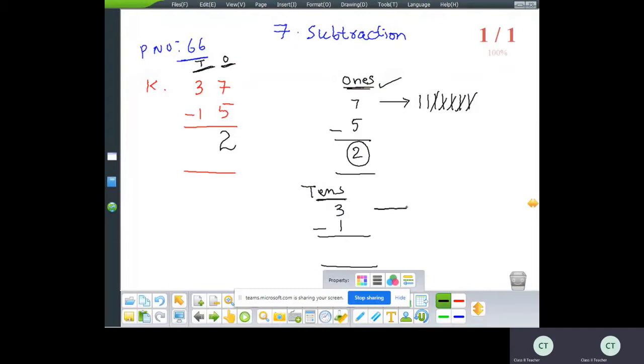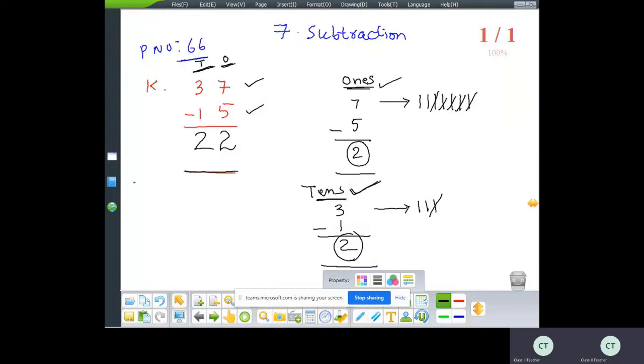3 means draw 3 lines here: 1, 2, 3. From 3 lines we remove only 1 line. After removing 1 line there are 2 lines. 3 minus 1 is equal to 2. This answer we write in the 10th place. 37 minus 15 is equal to 22. 15 subtracting from 37, we get 22. This is the answer for K.